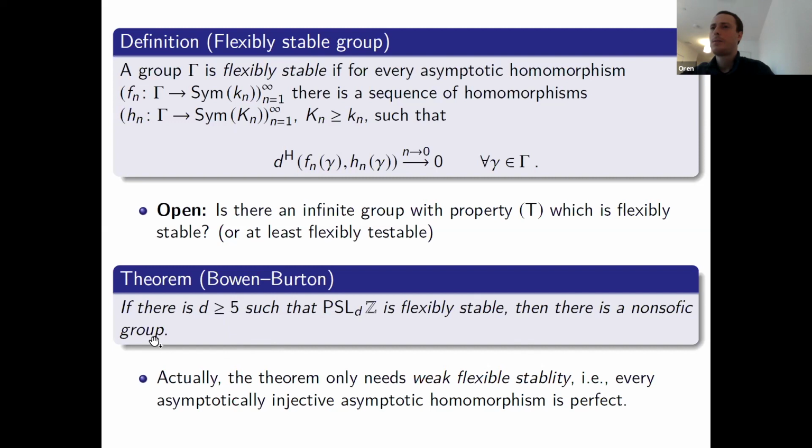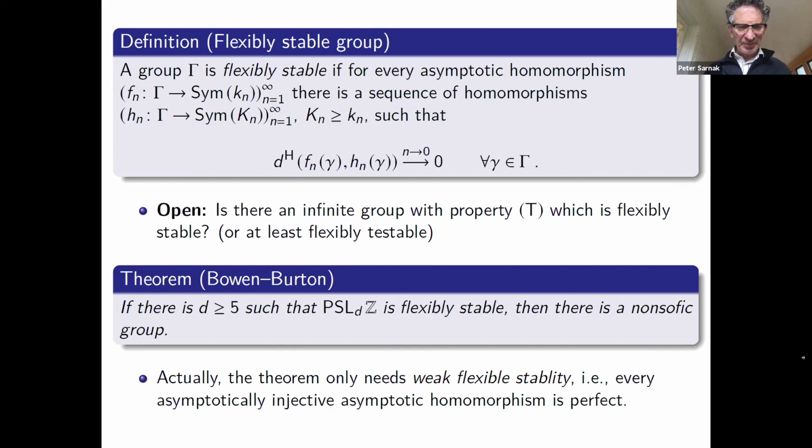We will hear the details, but if I remember correctly, this non-Sofic group is just, you take some HNN extension of PSL_D(Z) along two isomorphic free subgroups of rank four each, and then you take some quotient of this HNN extension, and this would be the non-Sofic group, but we will hear more about this.